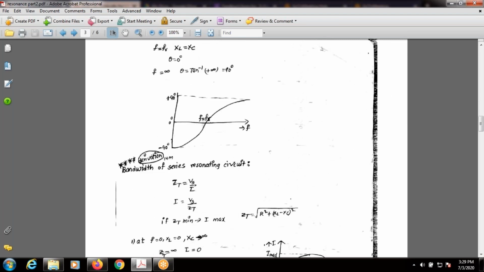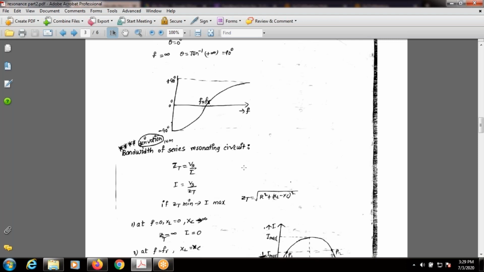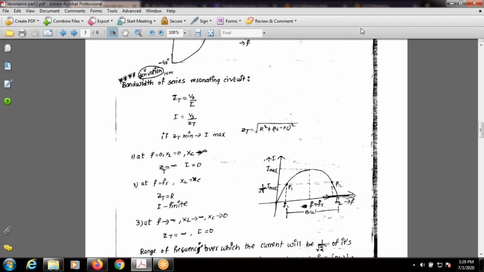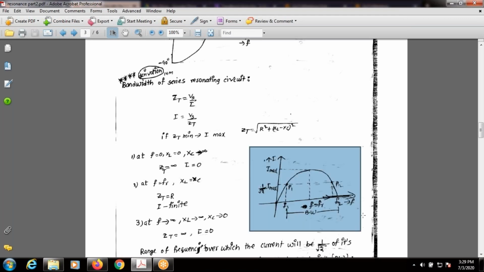Now coming to the important part here, derivation: the bandwidth derivation of a series resonant circuit. Mainly concentrate on this curve here. This is the frequency response curve, not only for a resonant circuit, whether it is an amplifier circuit or some other circuit. The shape is like a bell curve, right?